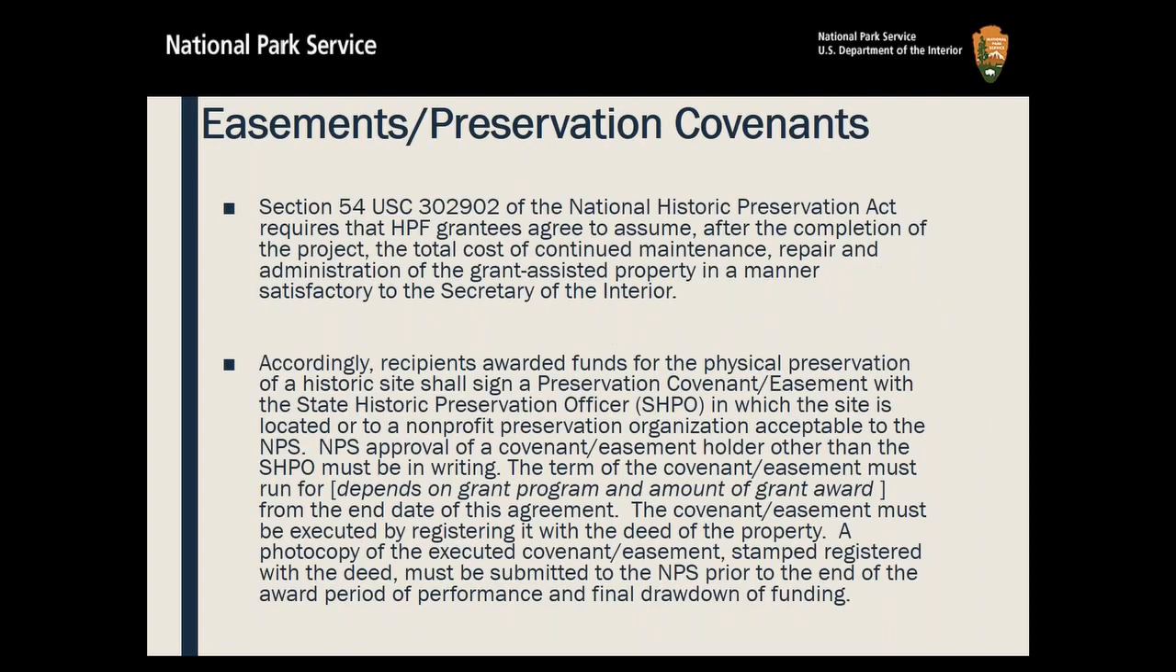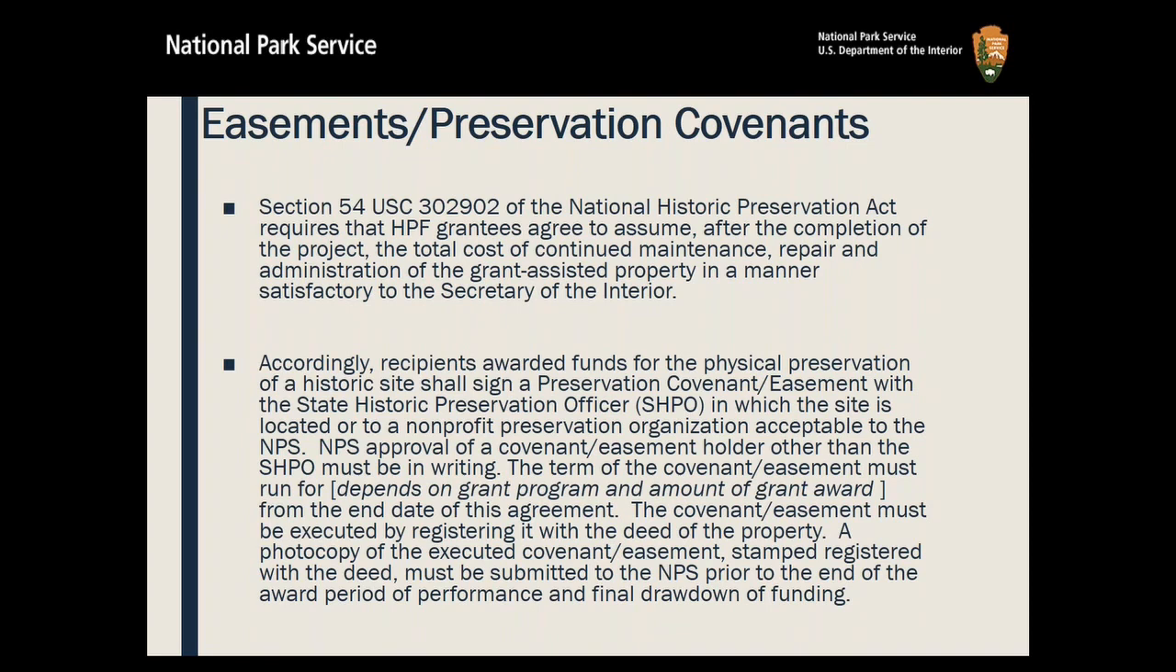All work requires easements or preservation covenants for those that are brick and mortar. This is because of a section of the Historic Preservation Act that says that you will continue to do the maintenance and repair and administration of any of our grant projects. And that's to protect the federal investment. The easement requirements are in your grant agreement. You can read through that.